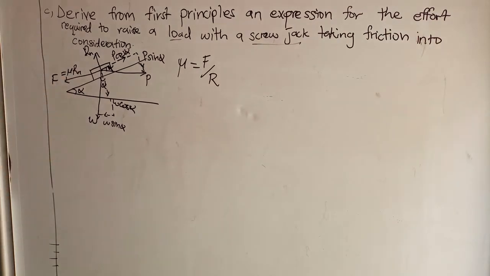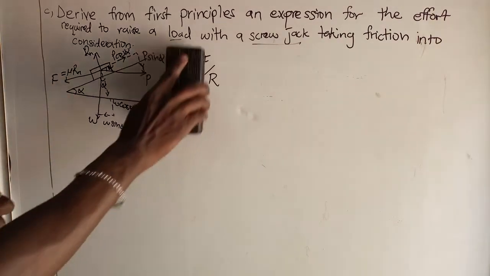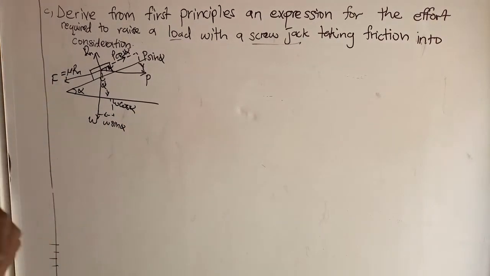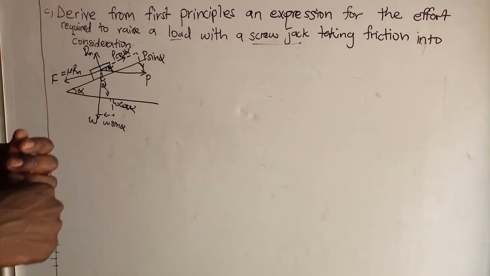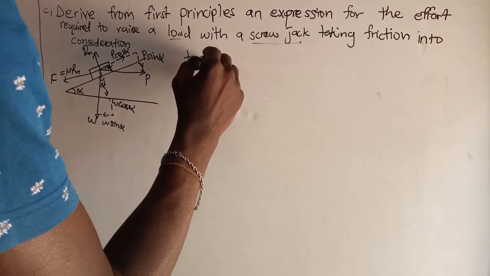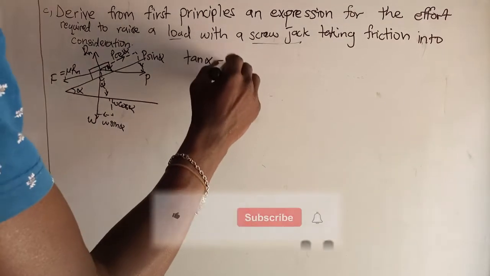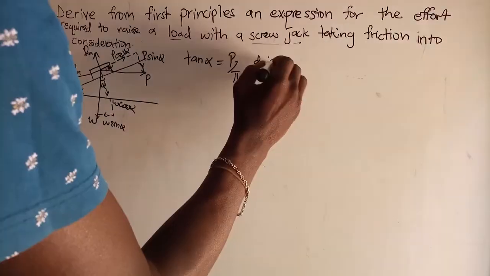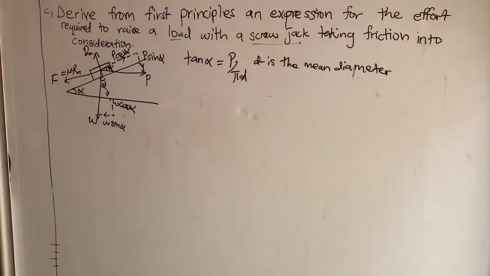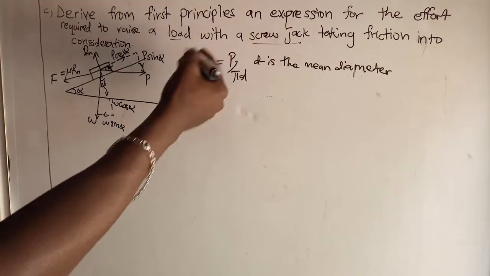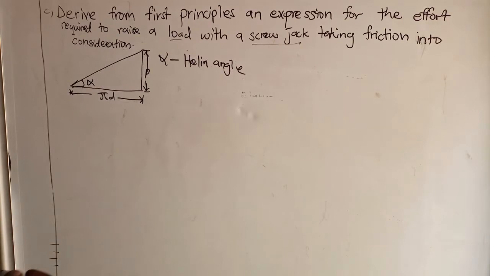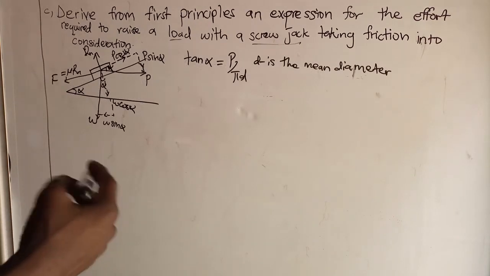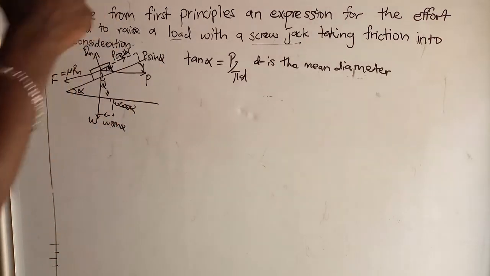From our first diagram, the development of the screw, which had the pitch and the pi d, it was shown that tan alpha equals p over pi d, whereby p is the pitch and d is the mean diameter. So we have got this expression from our first diagram. Let's go on by resolving the forces along the plane and perpendicular to the plane.